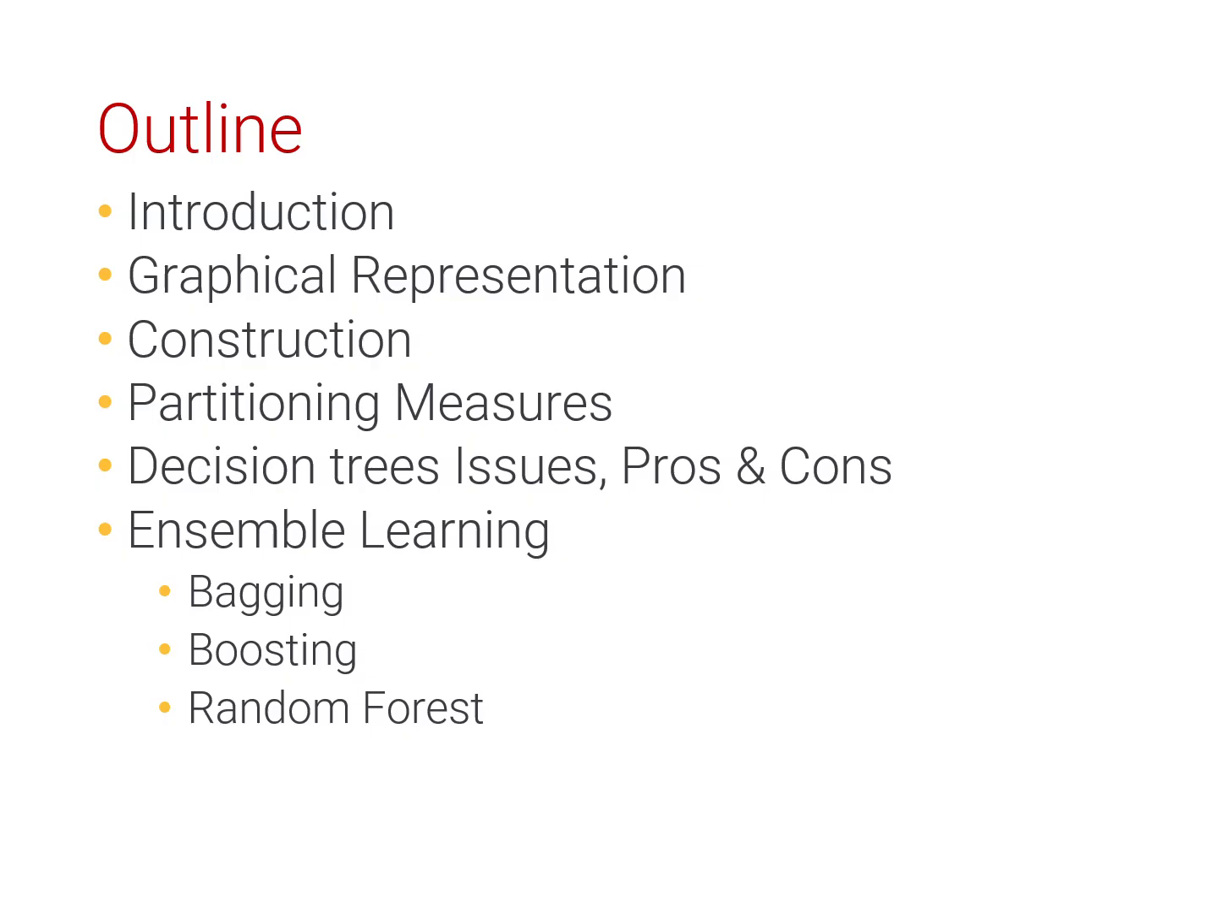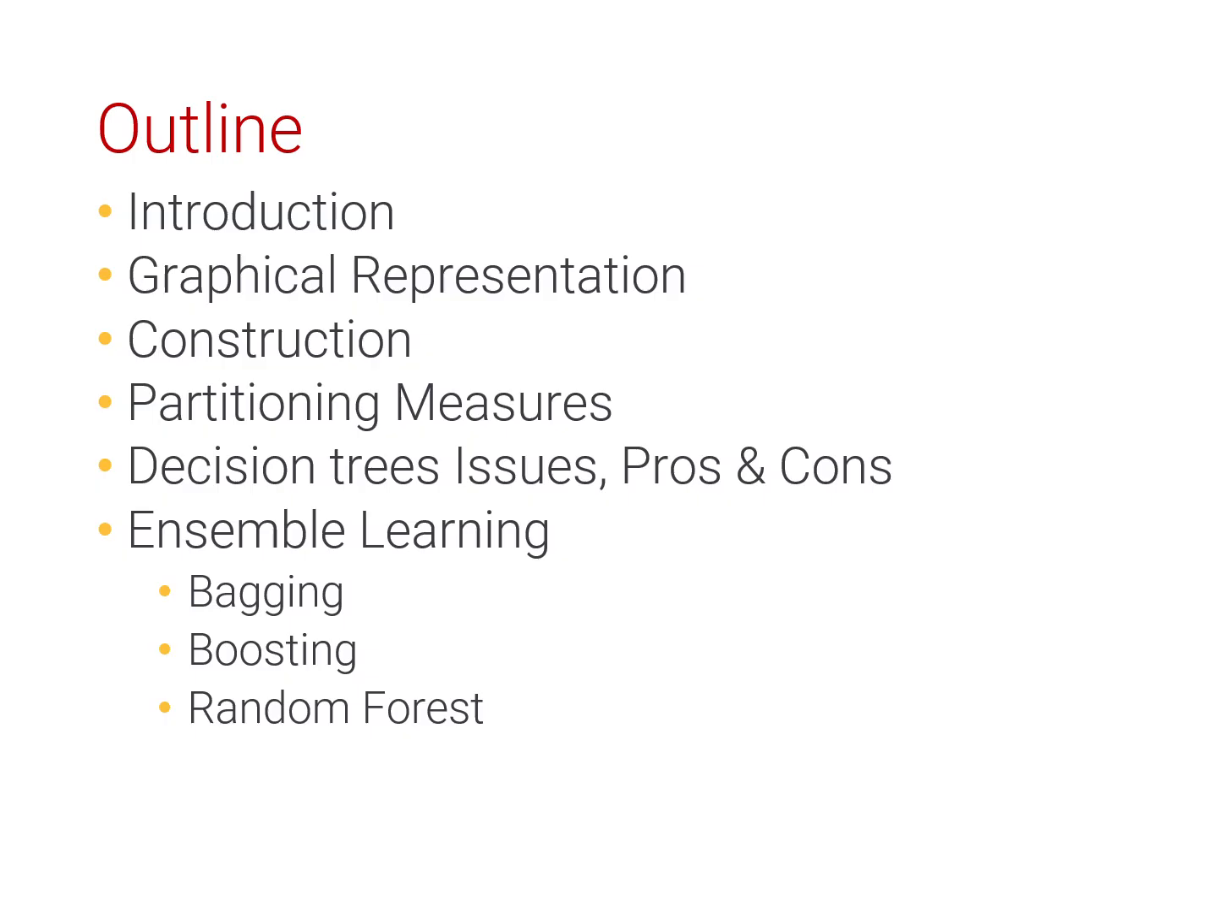Partitioning measures determine the best feature to split the data on. Various partitioning measures can be used. These measures evaluate the quality of a split based on how well it separates the classes or reduces the impurity of the subsets. Common measures include Gini impurity, information gain, and entropy. The choice of the partitioning measure depends on the nature of the problem and the desired properties of the resulting tree.